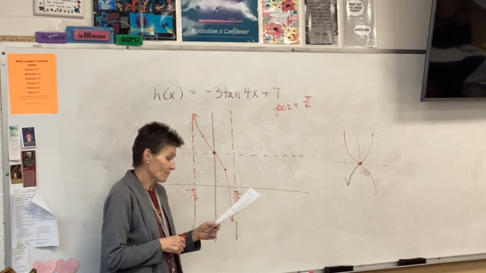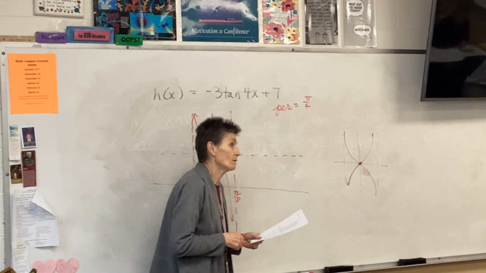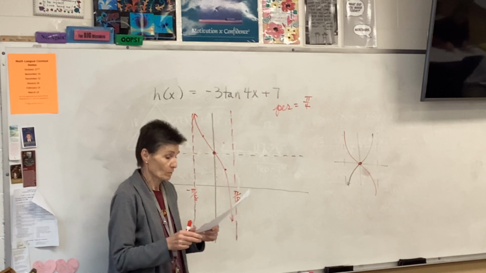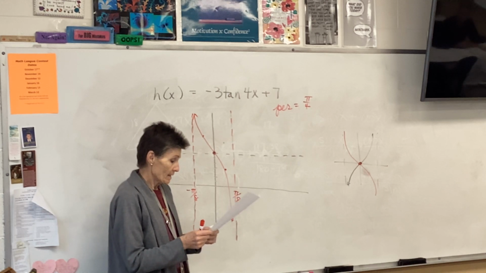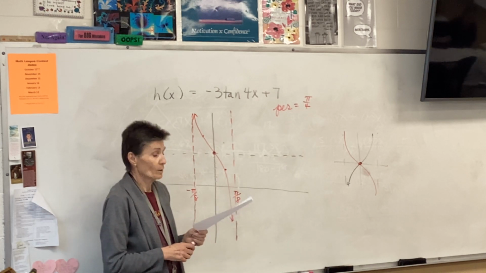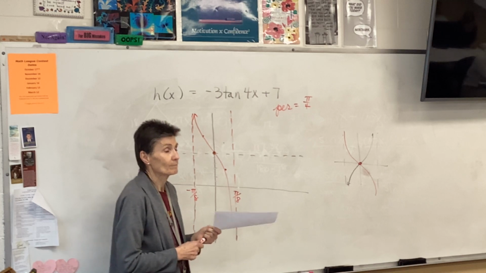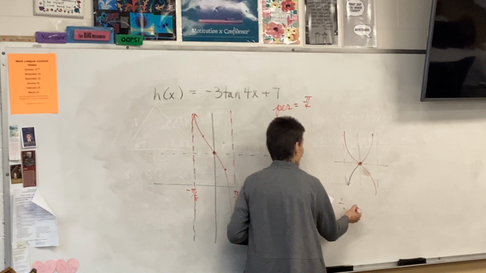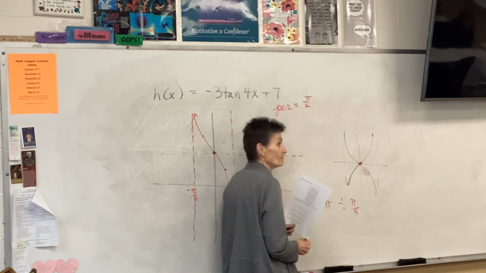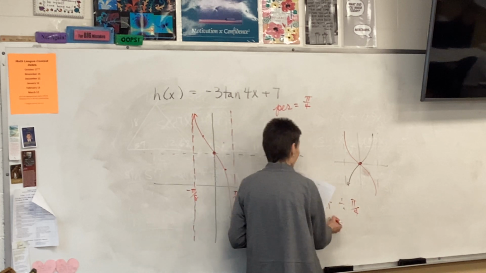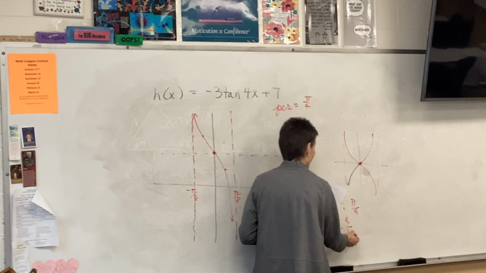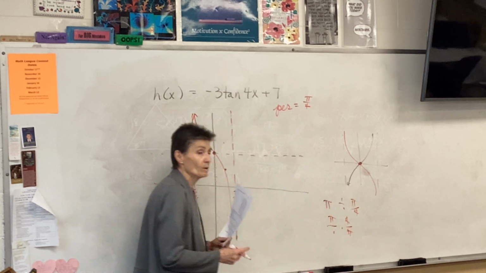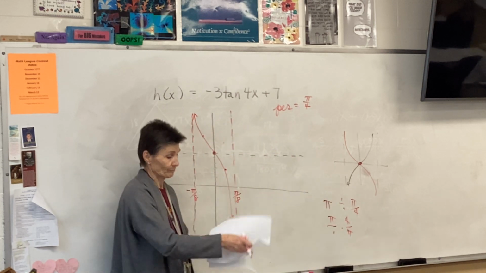All right, what about this one, number 4? What's your period? 1. And number 5, what's your period? It'll be pi divided by pi over 4, right? Which is pi times 4 over pi. So what's your period? 4.